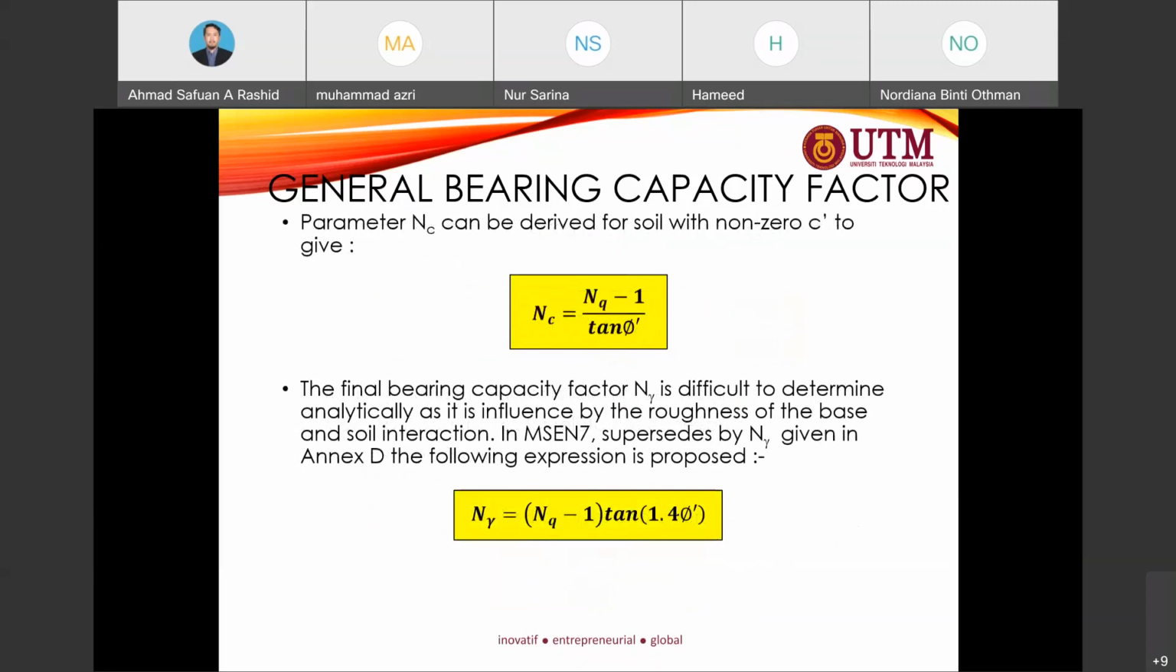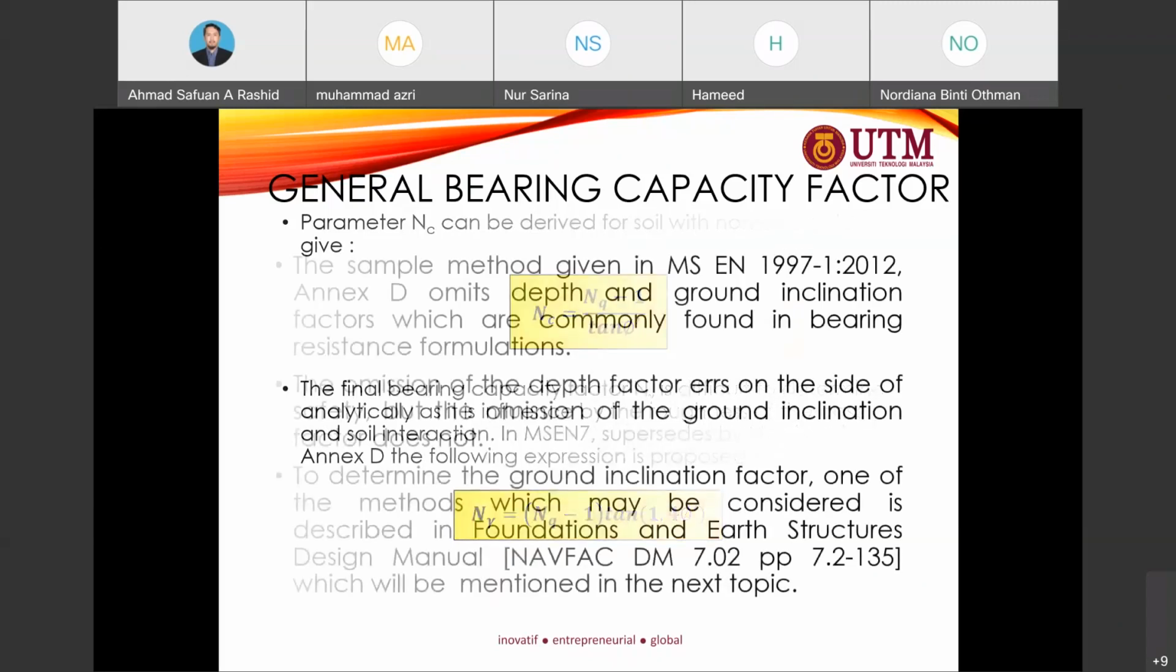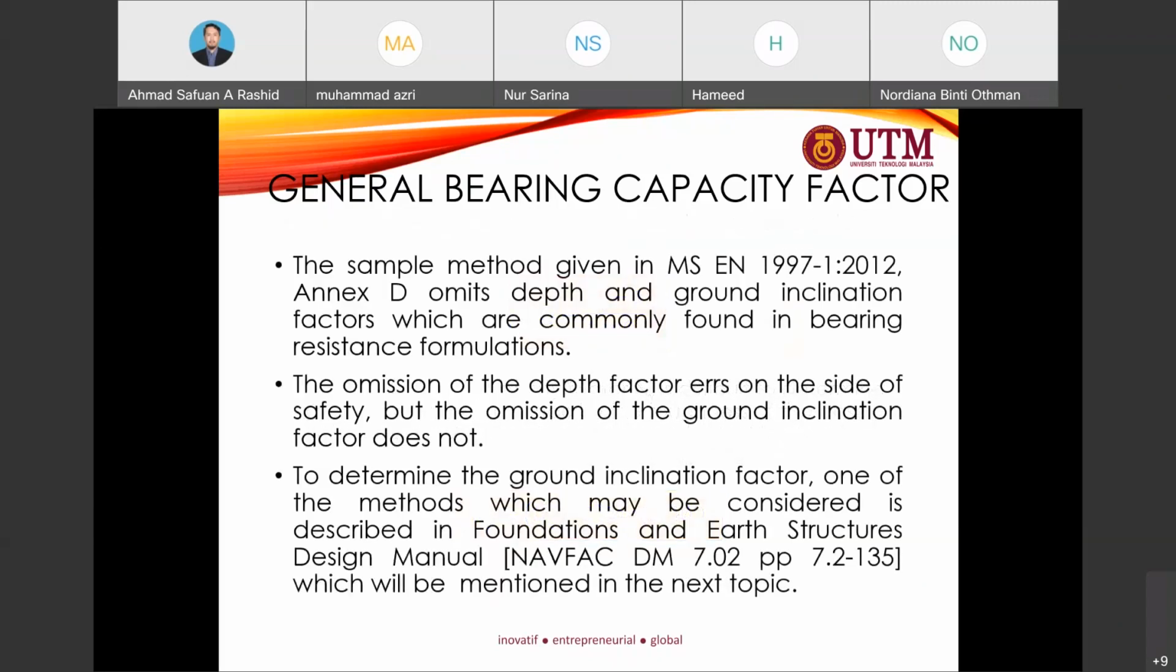There is another approach, by using a chart to determine the Nc, Nq and N gamma. So the sample method given in MSEN 1987 omits depth.